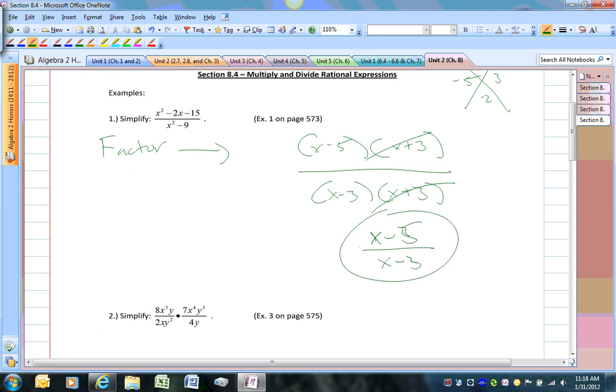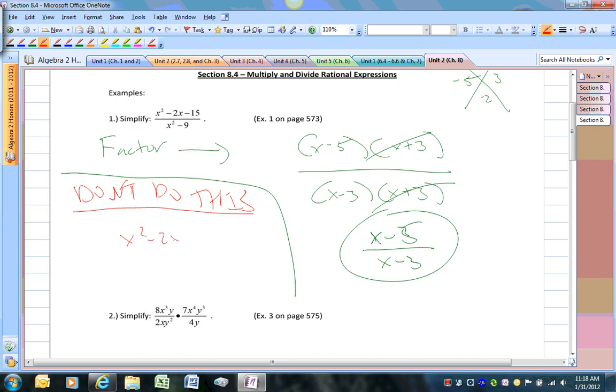And let me warn you, please, please, please, I'm going to put this in red. Don't do this. I will be very unhappy if you do this. You have x squared minus 2x minus 15 over x squared minus 9. Don't cross off those x squares. You have to think about it: when you're crossing off a group of terms or one term, you're actually doing division.